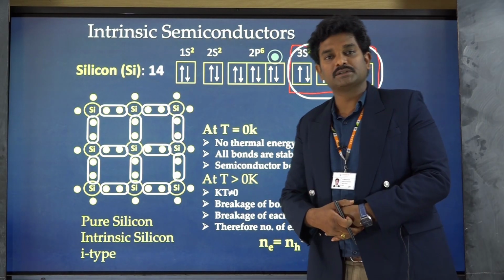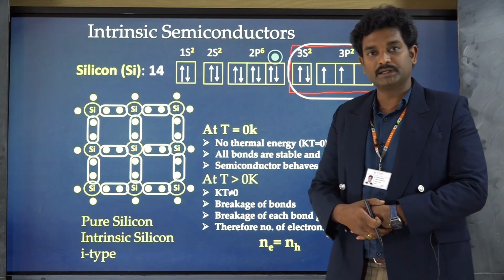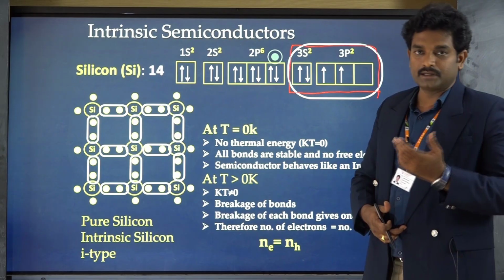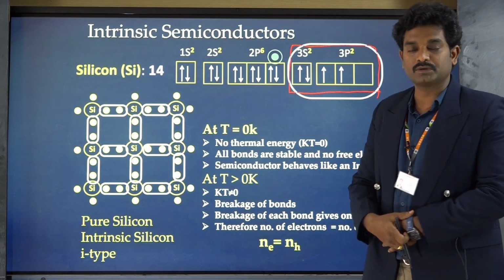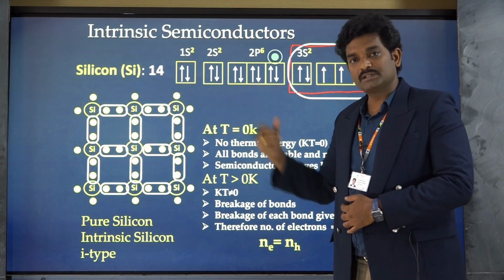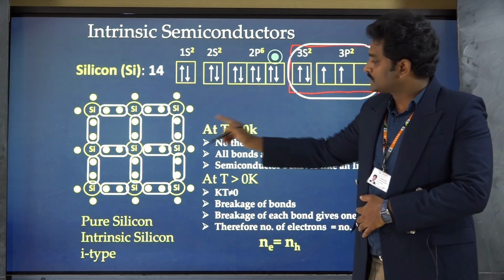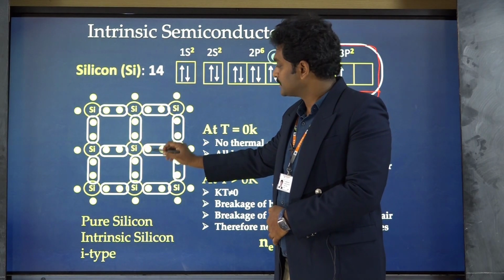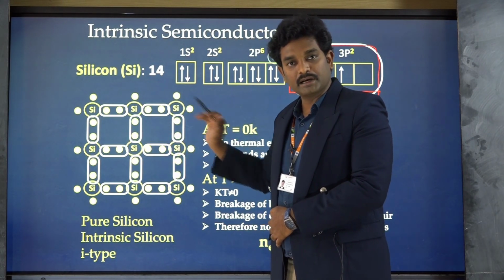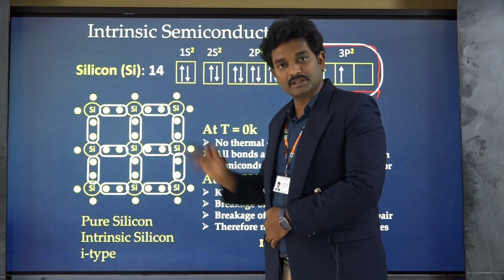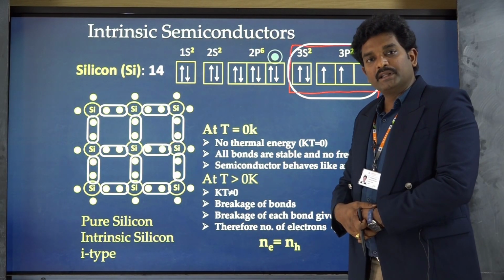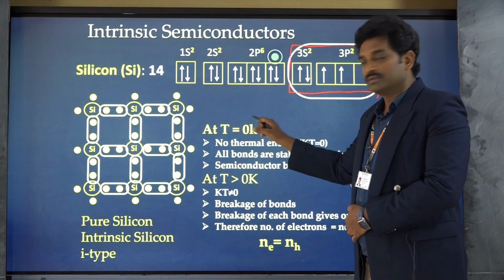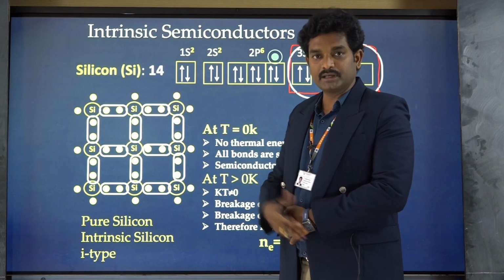Now let's see what happens to this silicon material if we change the temperature. Go to absolute zero, which is 0 Kelvin or minus 273 degrees centigrade, where you don't have any thermal energy. Thermal energy is kT. When T is zero, kT is equal to 0. You are not giving any external energy to the silicon crystal. Are there any free electrons? There are no free electrons. Every silicon atom is bonded with 4 neighboring silicon atoms. When there is no free electron in the material, where will the conductivity come from? There will not be any conductivity. So at absolute zero, all semiconductors behave like insulators.